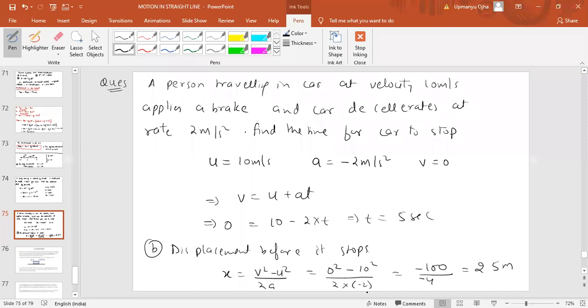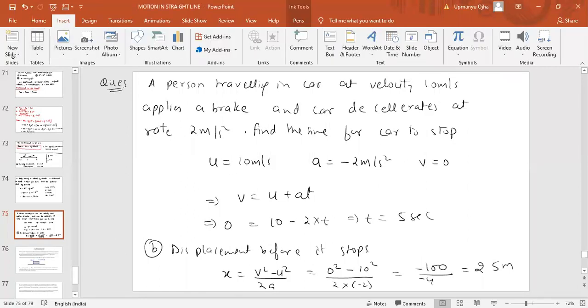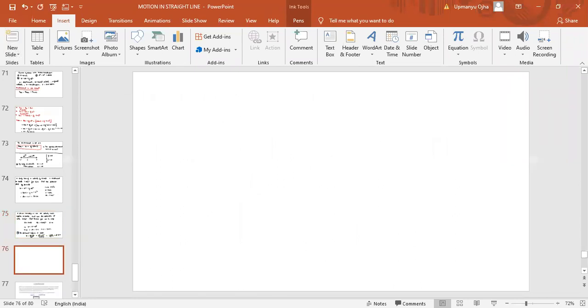I think you know how to apply these formulas. You have to take the sign into consideration, very important. Taking sign is very important, otherwise you will make a mistake while applying these equations of motion.